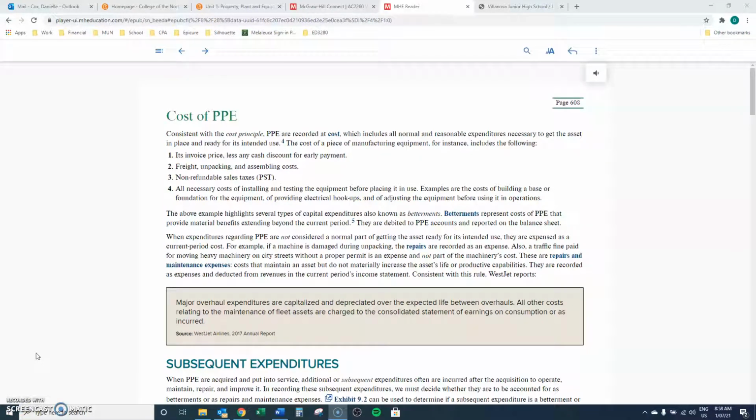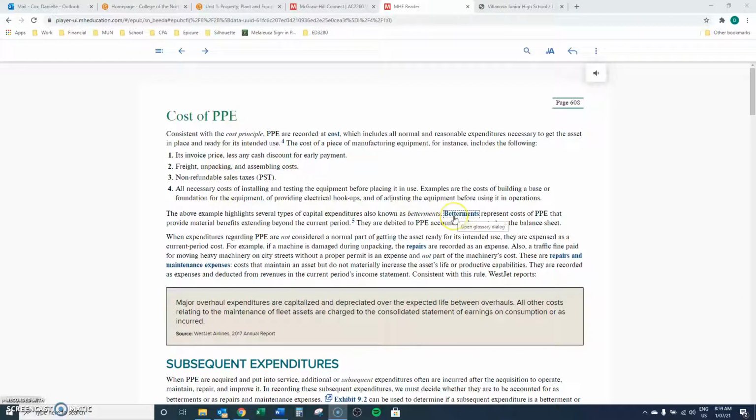Then on page 608, we move ahead to look at the cost. So PPE are recorded at cost. So that includes all normal and anything that's reasonable to get it in a situation that it's ready to use. So it gives some examples here of things that are included in the cost.